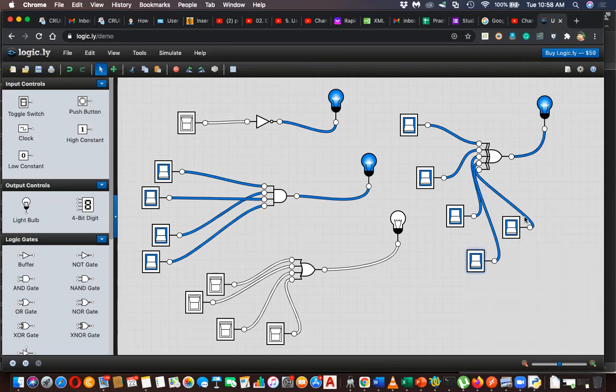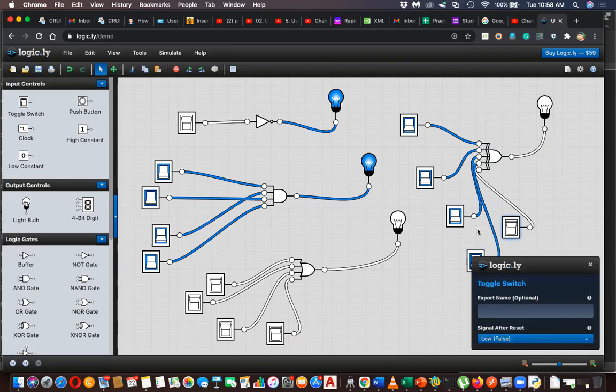4 out of 5, 0. 3 out of 5, 1. 2 out of 5, 0. 1 out of 5, 1. 0 output, then it's 0. So it depends on whether the number of ones is odd or even. Understood?